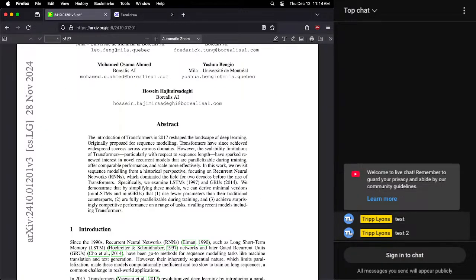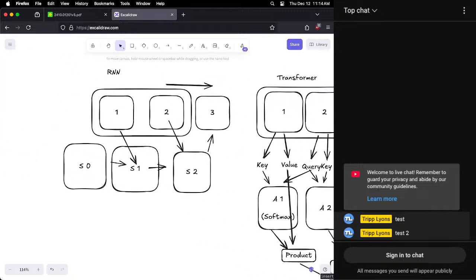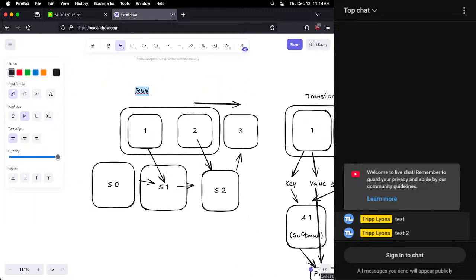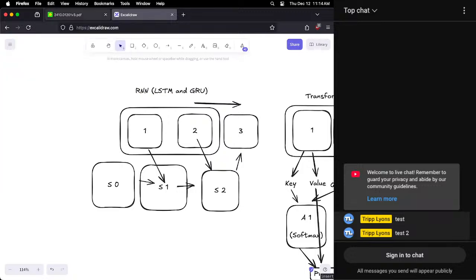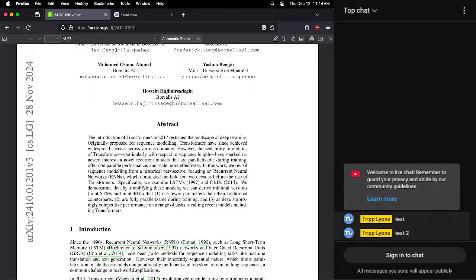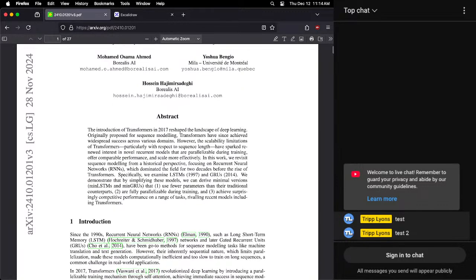Let's go back to this. And I guess I should also say LSTM and GRU are types of RNNs. And we'll see that later. Okay, back here. We demonstrate that by simplifying these models, we can derive minimal versions, min LSTMs and min GRUs. These are variants of LSTMs and GRUs that they propose. They say that they use fewer parameters than traditional counterparts and are fully parallelizable during training.